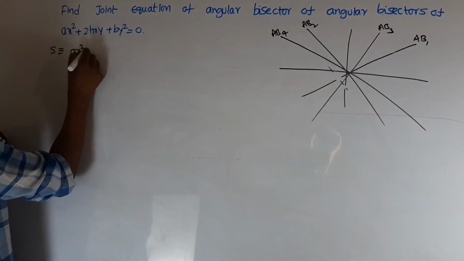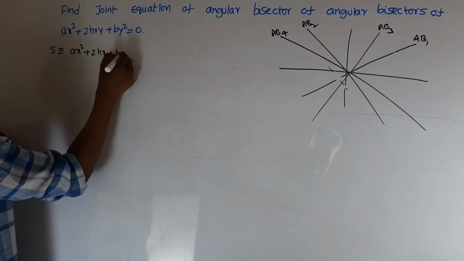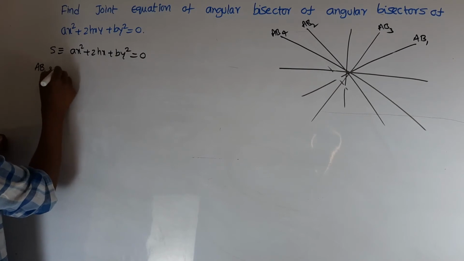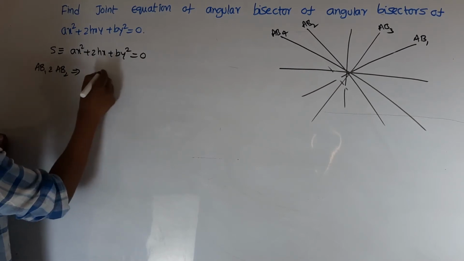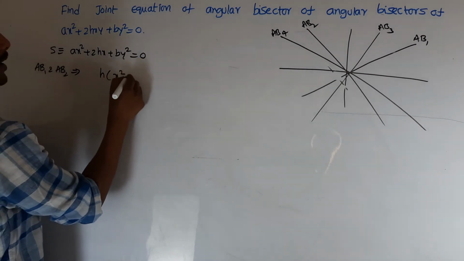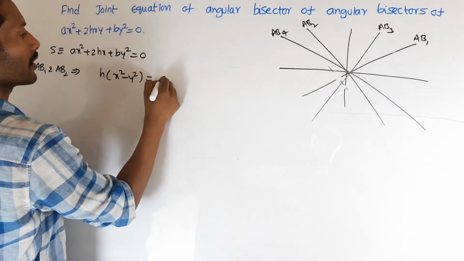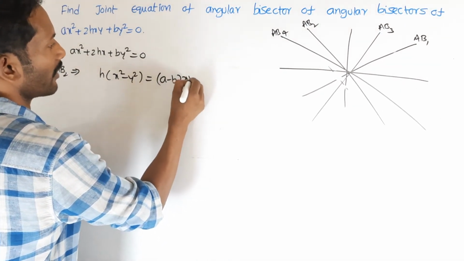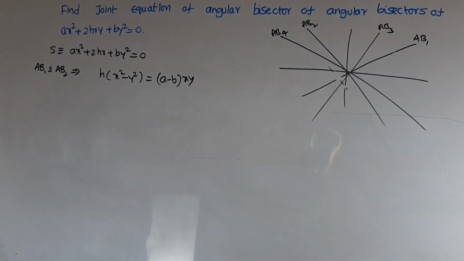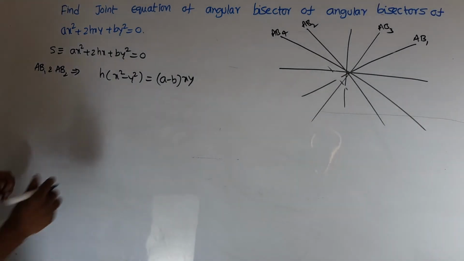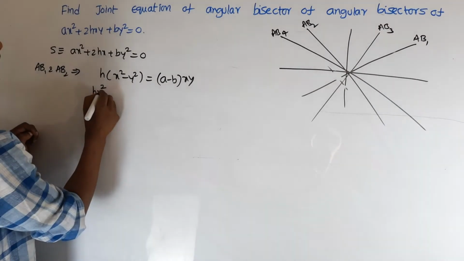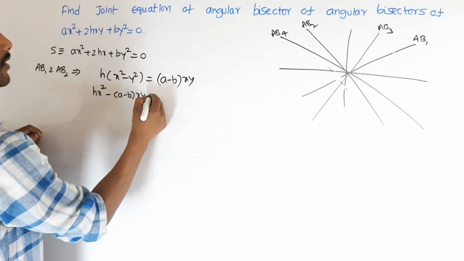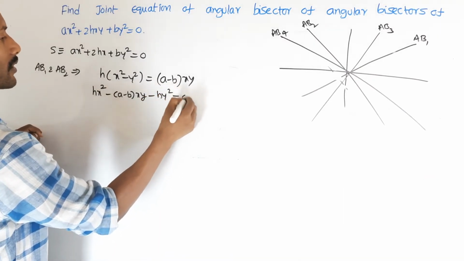ax square plus 2hxy plus by square equal to 0. Angular bisector 1 and angular bisector 2. What is the equation? h into x square minus y square equal to a minus b into xy. So hx square minus a minus b into xy minus hy square equal to 0.